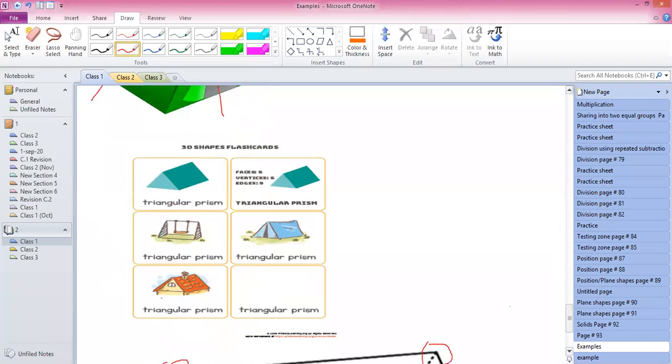Look at this home. The roof of this home is a triangular prism. This triangle, and the opposite side of this is also a triangle. This rectangle, and the base of it is also a rectangle. These are the examples of a triangular prism. Clear, guys? Yes.